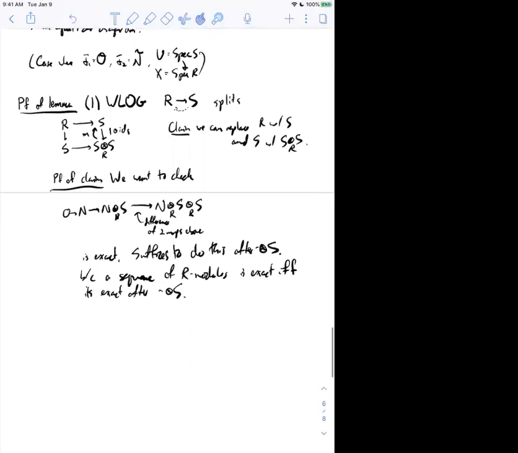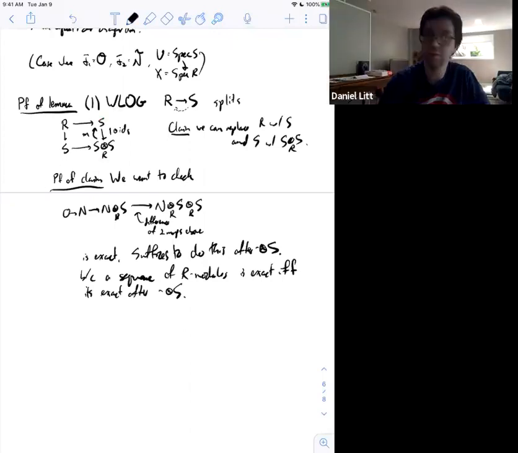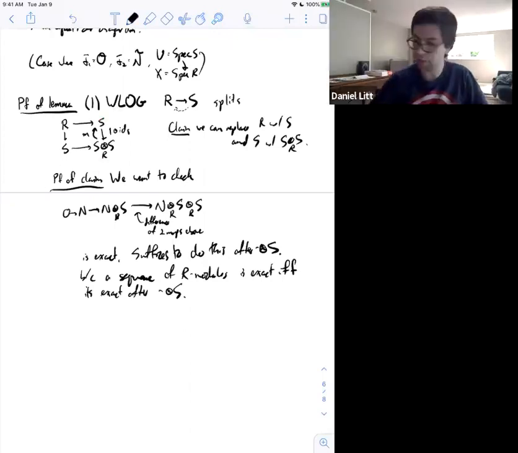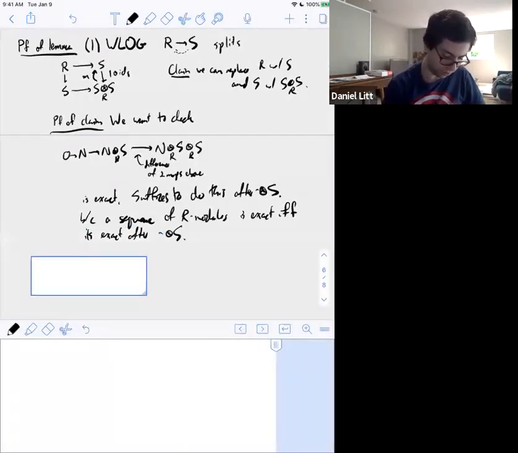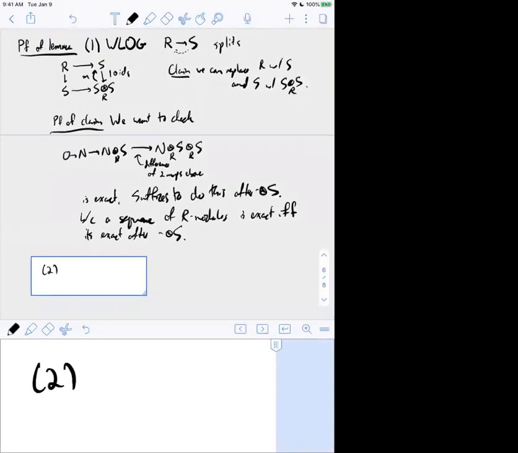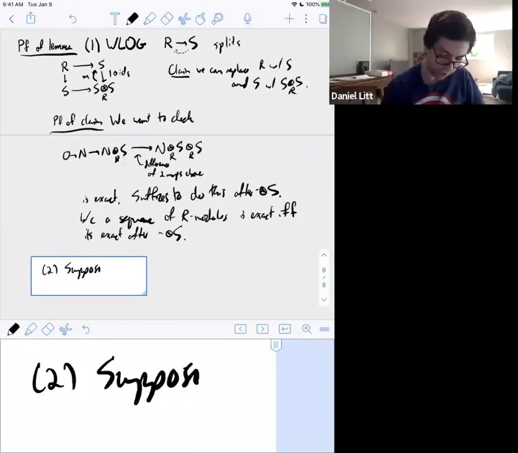Okay, so we've now reduced to this by tensoring with S. We've reduced to the case where we have a section. I guess I have eight minutes. So now we're in step 2. Now suppose R to S splits.